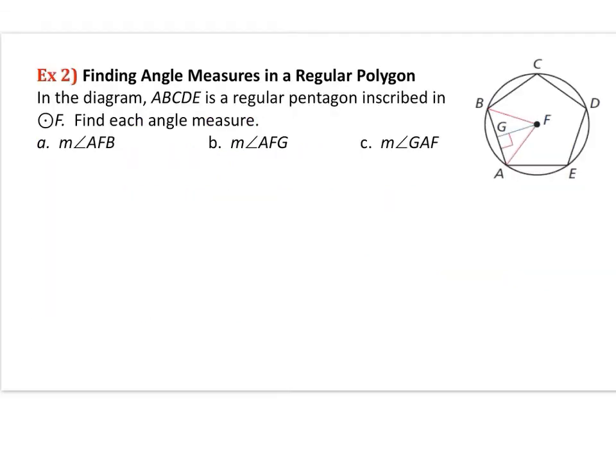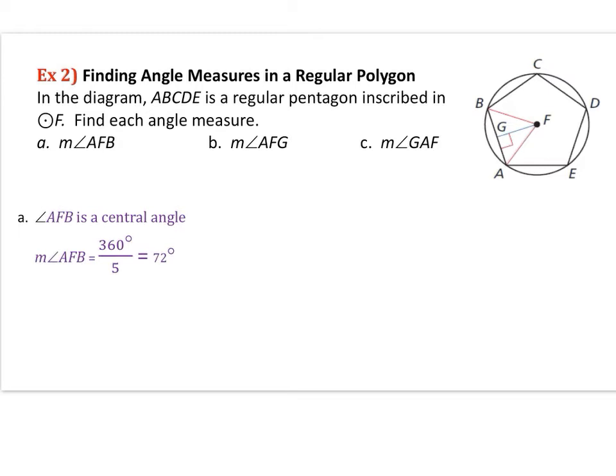All right, so let's practice finding angle measures in a regular polygon. So we have regular pentagon inscribed in circle F. So find each of the following measures. All right, measure of angle AFB. Just to start off, we've got a central angle. Since we have a central angle, that means we need to take 360 degrees and divide by the number of sides, which is 5. So each central angle on this pentagon is going to be 72 degrees. So the measure of angle AFB is 72 degrees.